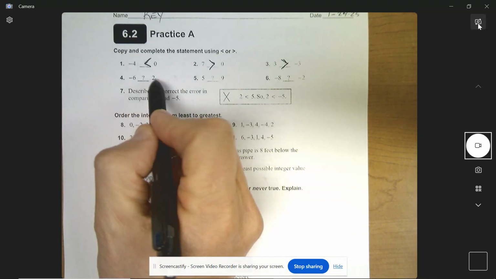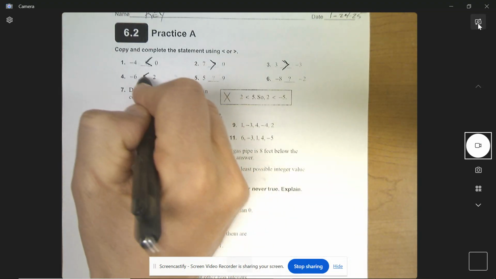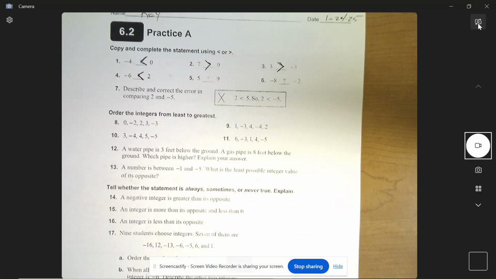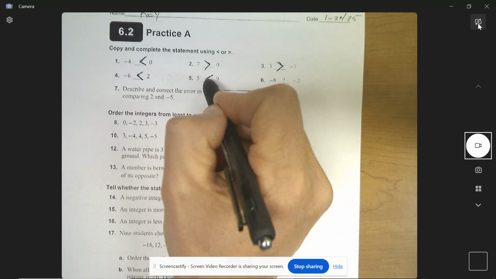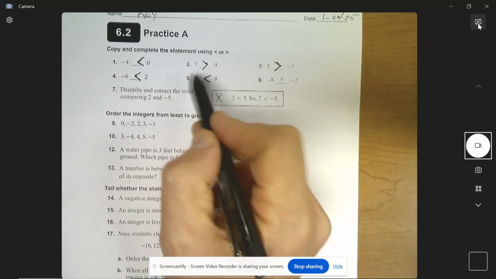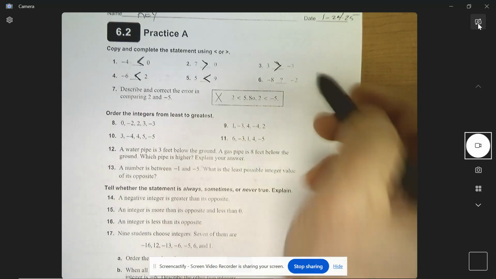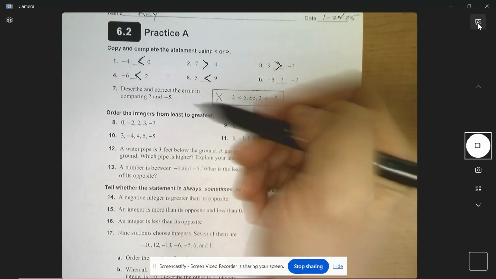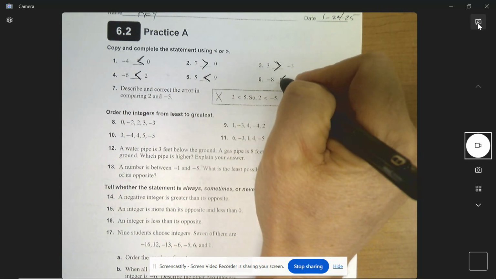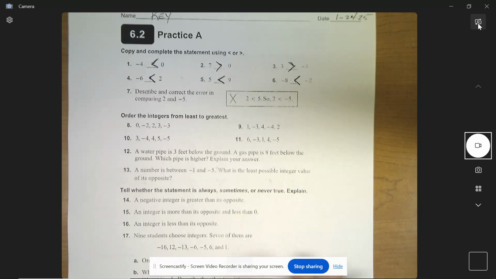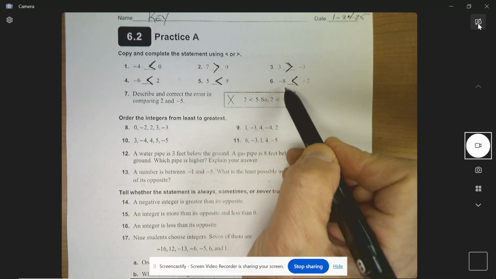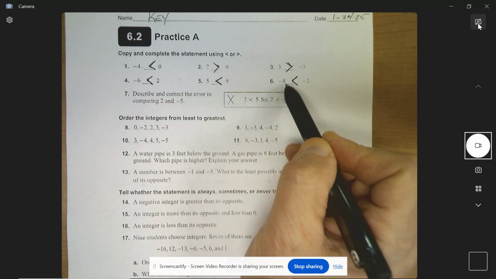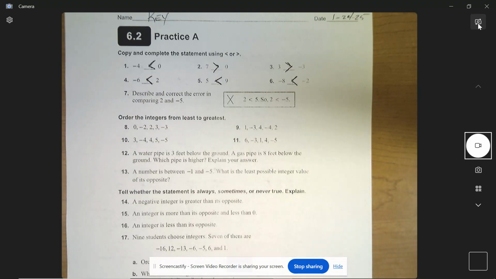Let's see, this one's bigger, so it's going to be negative 6 is less than 2. Okay, this one, I know that 9 is further to the right, so it is greater than. So 5 is less than 9. And then negative 8 is further to the left, so it is less than negative 2. It looks funny because that's a bigger absolute value, it's a bigger distance, but it's further to the left.